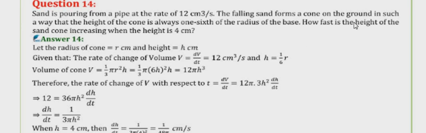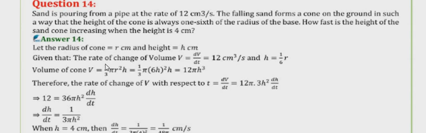It is making a cone on the ground in such a way that the height of the cone is always 1/6 of the radius of the base. Means h is always 1 by 6 times of radius. How fast is the height of the sand cone increasing when the height is 4 centimeter? Now let the radius be r, height be h. Now rate of change of volume is dV upon dt. It is given 12 centimeter cube per second, and height is always 1 by 6 times of radius.